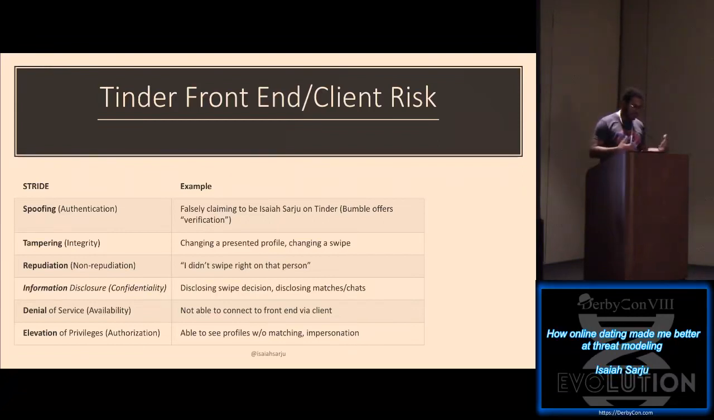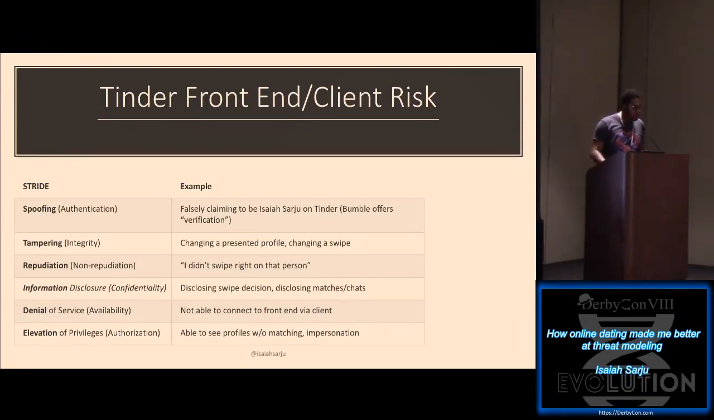Tampering would be like changing the presented profile that somebody has. That could be a back-end database compromise, or that could be being a man in the middle during somebody's actual interaction between a client device and the front end. Repudiation would be having the ability to say I didn't swipe right on that person, and the application not being able to prove that you did or didn't because of logging or some type of signing of a swipe, saying yeah, your device signed the swipe, so we know it was you.